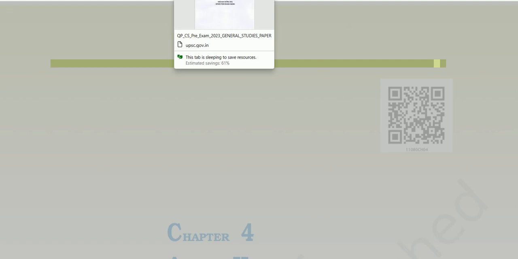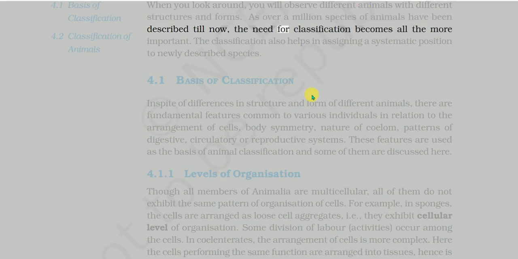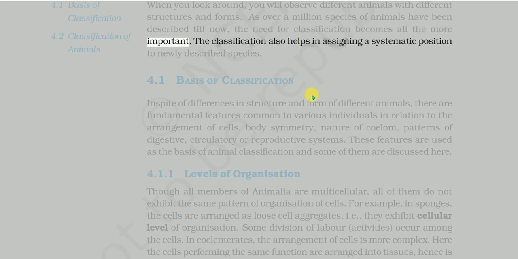Animal Kingdom. When you look around, you will observe different animals with different structures and forms. As over 1 million species of animals have been described till now, the need for classification becomes all the more important. The classification also helps in assigning a systematic position to newly described species.